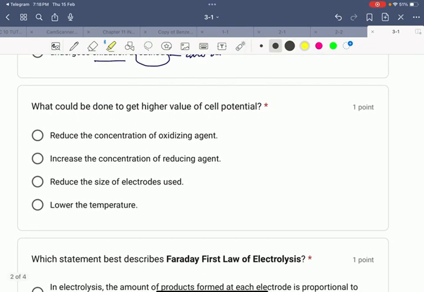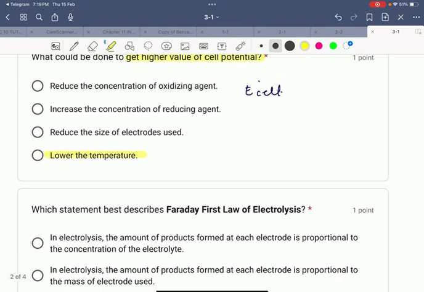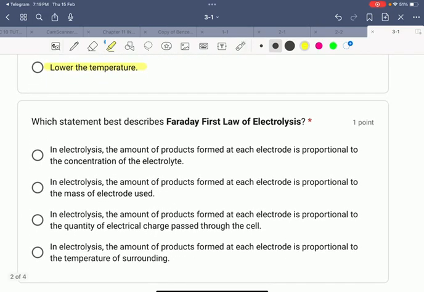Next question. What could be done to get a higher value of cell potential? Okay, a higher value of cell potential means we want to increase E cell. So to increase the E cell, we can lower the temperature. Okay. Next, which statement best describes Faraday's first law?